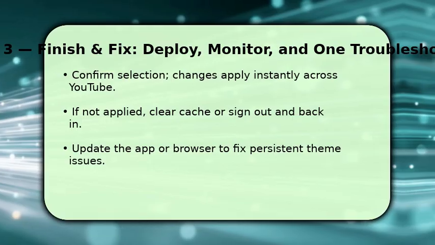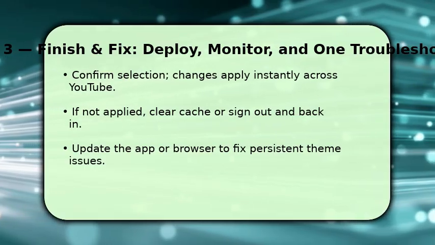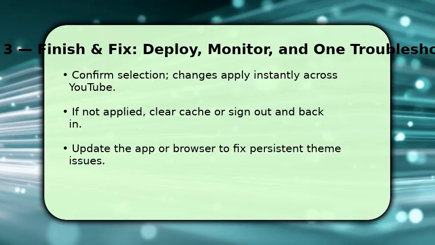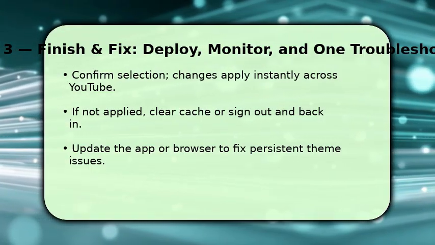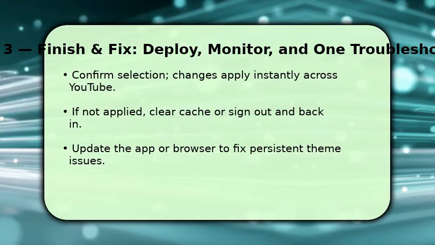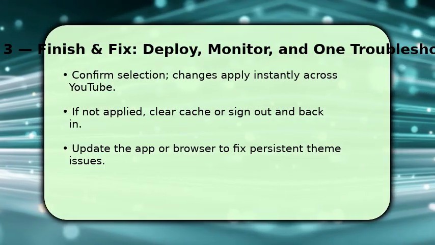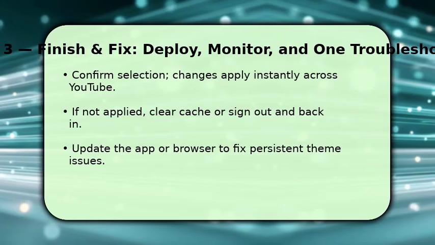On mobile, restart the app, and if problems persist, update YouTube or your browser. Outdated versions can block theme features. One key troubleshooting tip: temporarily switch to device theme and back, which often resets the setting and resolves stubborn display glitches.